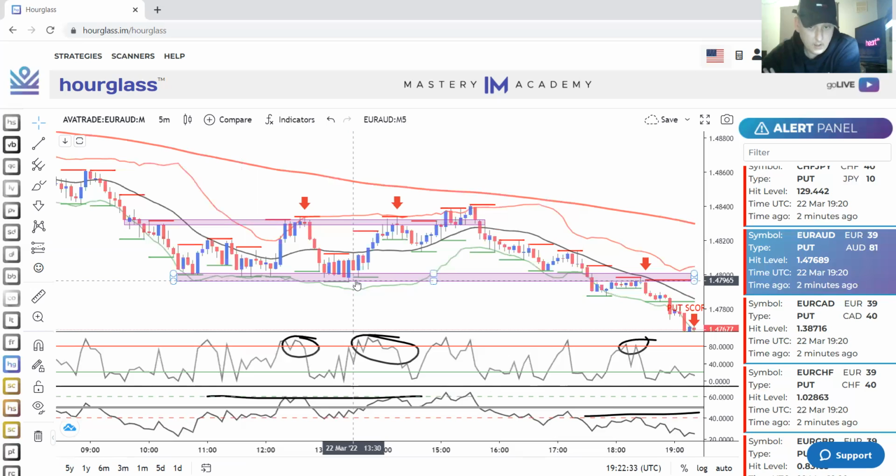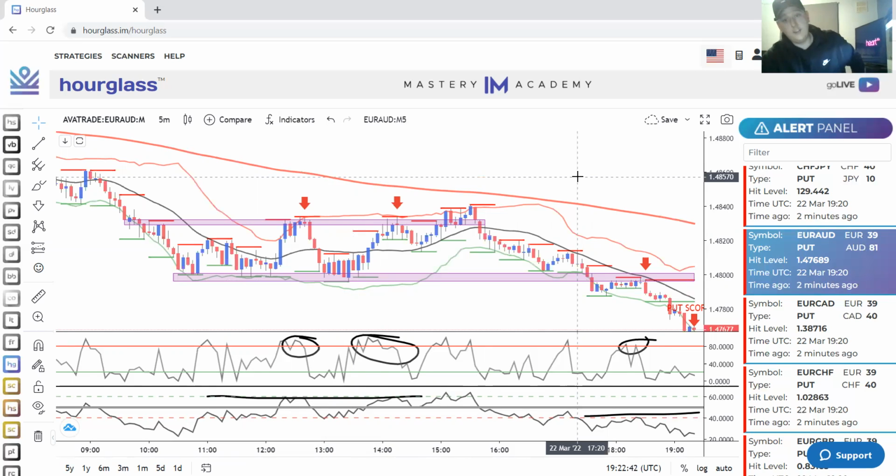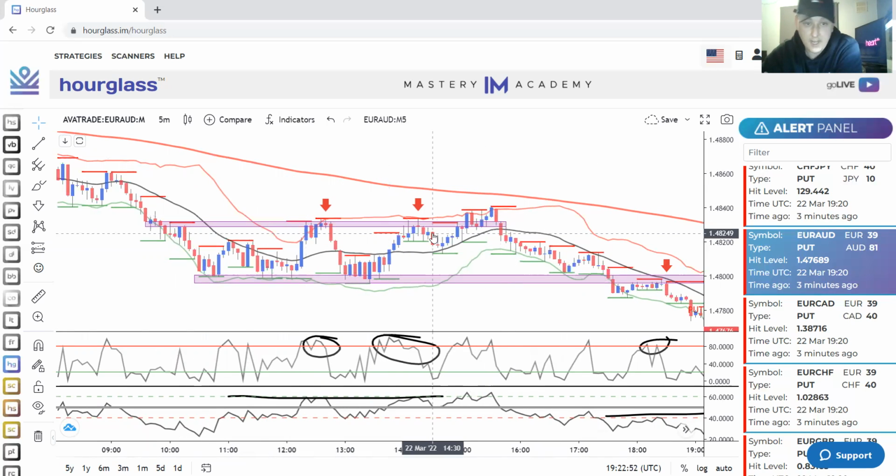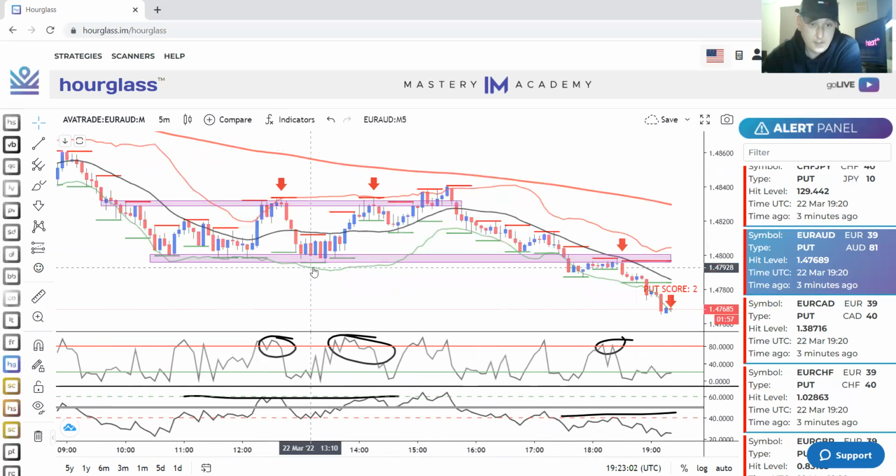You could have got in for an uptrend, but for me personally, as you can see, AUD is a lot stronger on the currency strength, and it has been all day. So for me, I would only really be looking for downtrends, for put trades, because that's going with the strength, the stronger currency in the pair.